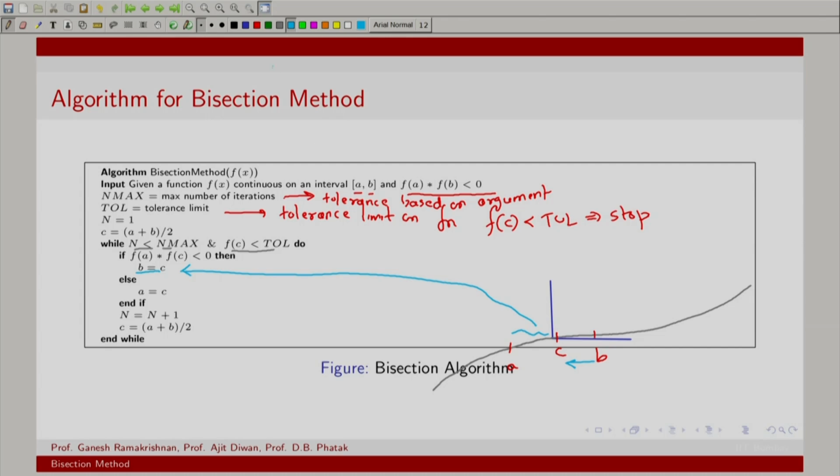On the other hand, it is possible that C is on the other side. So in that event, if C were on this side, you would set A to C, you would push A to C and search for the interval CB. So you have to keep track of the iteration number and then further look at the midpoint of the new interval. Please note that the algorithm stops or terminates when both these conditions are satisfied. So by design, it is guaranteed to run for the n max number of iterations.